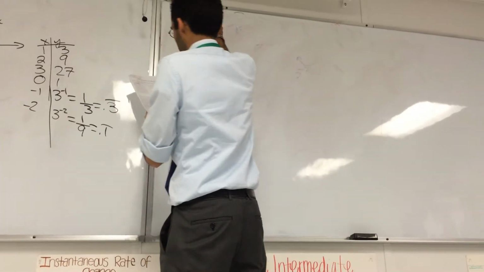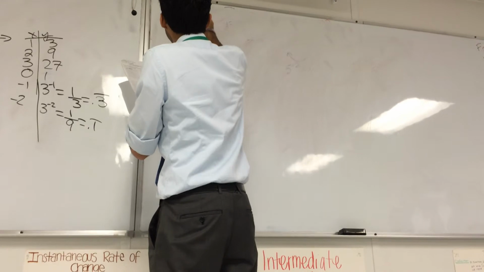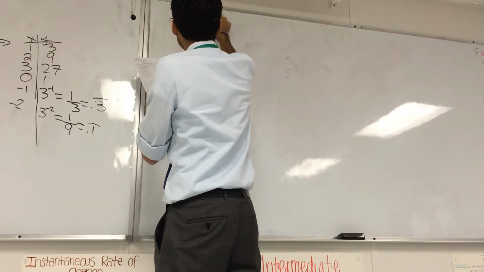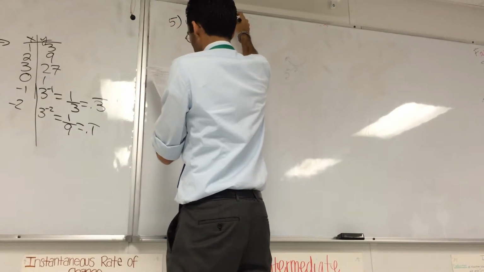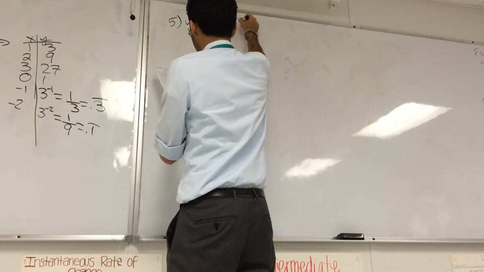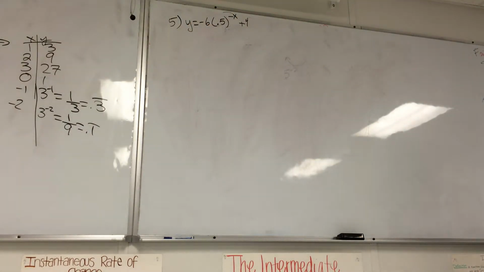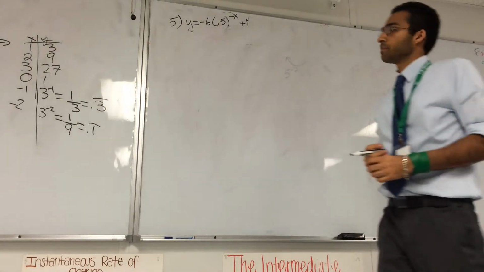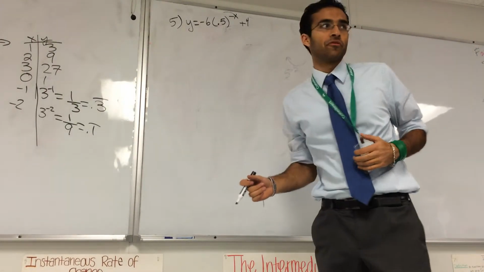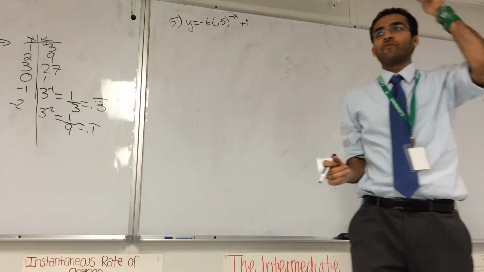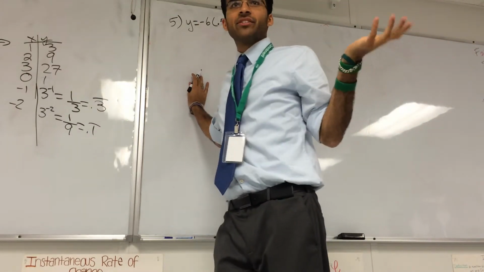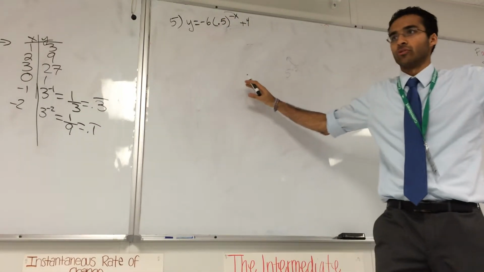That's why we should watch Khan. That's right. So y equals negative 6 times 0.5 to the negative x plus 4. Khan did this type of problem beautifully. Step 1. If you're trying to graph this, start by plugging in 0 for x. That's the easiest thing to do.